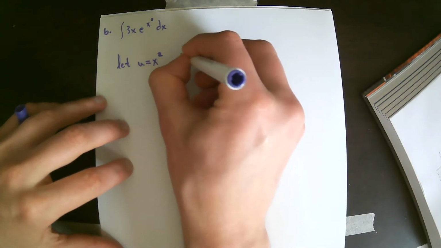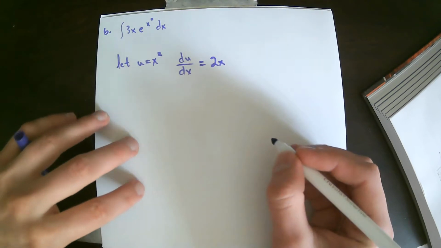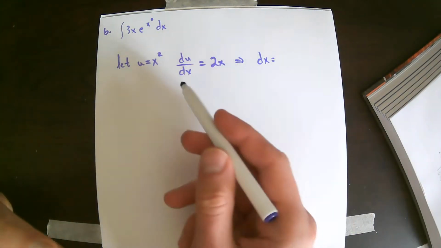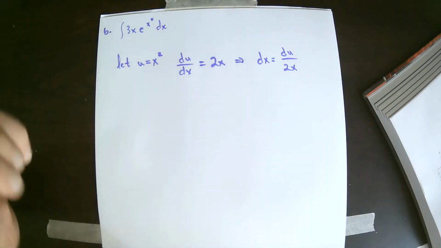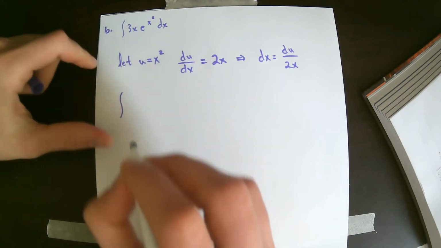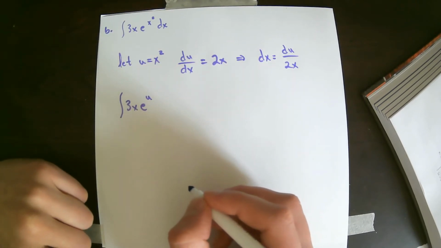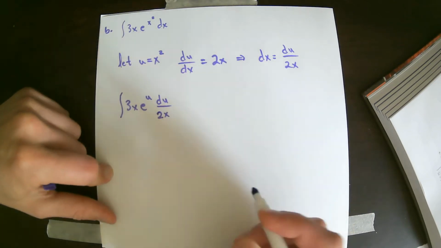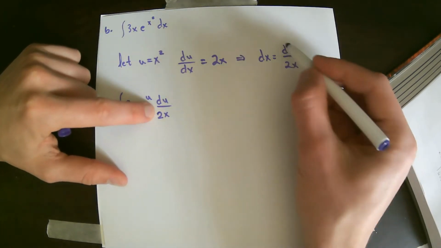Now that means that du dx, so the derivative of u with respect to x, is 2x. And then that means that dx, so pause the video, try to solve for dx here. You should get du over 2x. Okay. Now, replacing all this stuff in the integral, I'm going to get 3x times e to the u, right? E to the u. And then du over 2x. So I've replaced x squared with u because of this. I've replaced dx with du over 2x because of this.